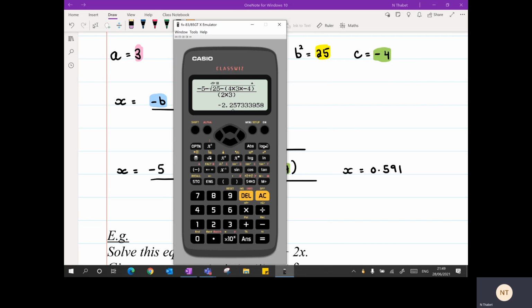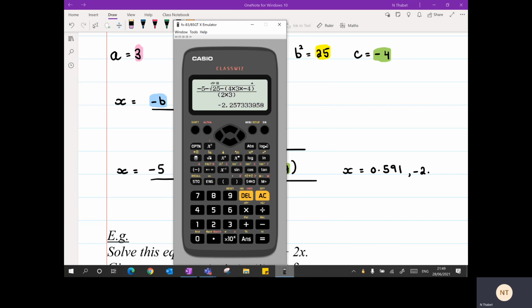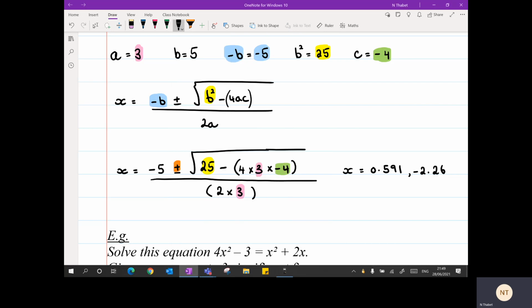-2.26. Remember, I start counting the significant figures from the 2. The other answer, the first digit was the 0, so that doesn't count as a significant figure. So 2.26 because the 7 rounds the 5 up. So x equals negative 2.26. And these are the two answers for x, to three significant figures.